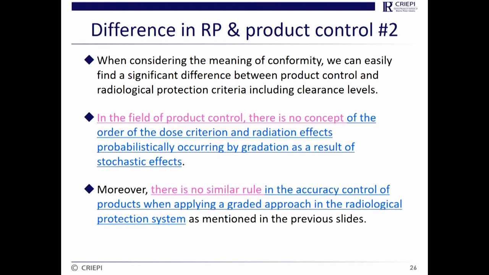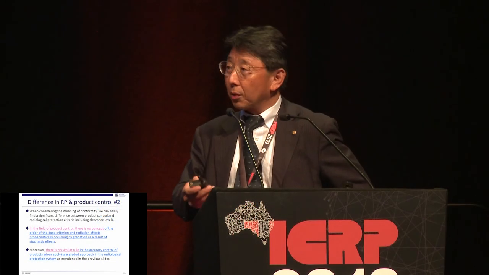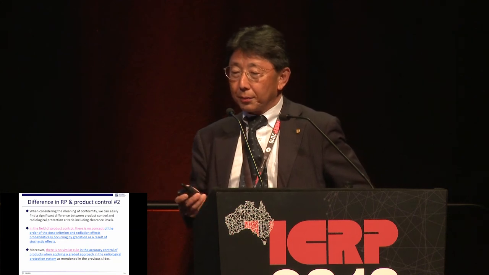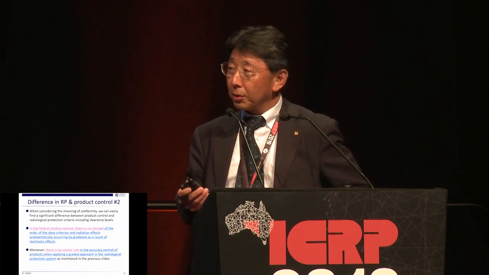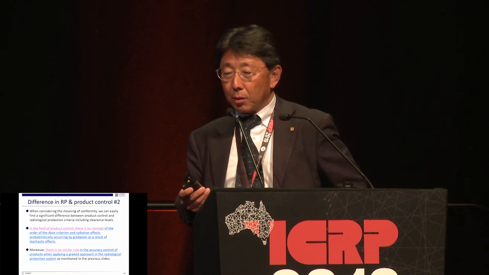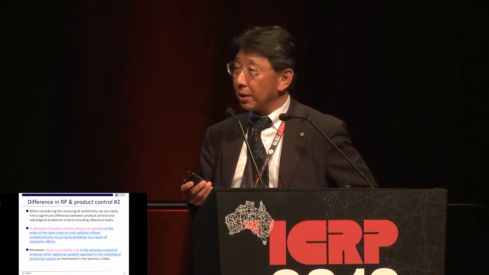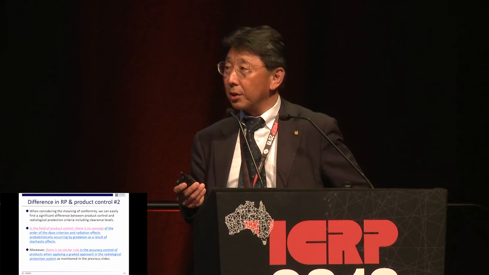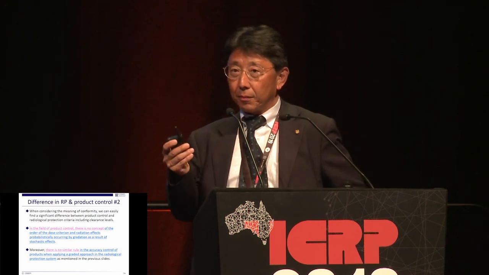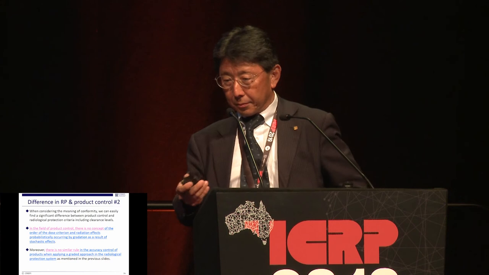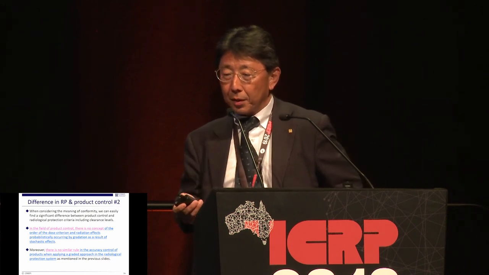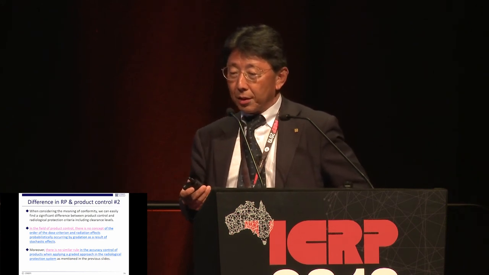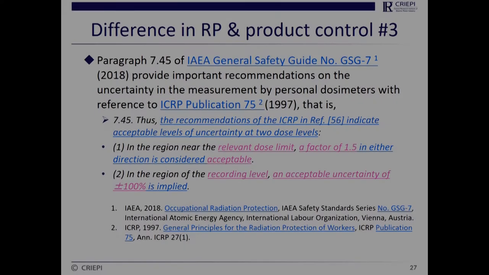Now, when considering the meaning of conformity, we can easily find a significant difference between product control and RP criteria. In the field of product control, there is no concept of the order of the criteria, and also no probabilistic occurrence by gradation as a result of stochastic effects. This is a very special situation in the RP criteria. Moreover, there is no similar rule in the accuracy control of products.